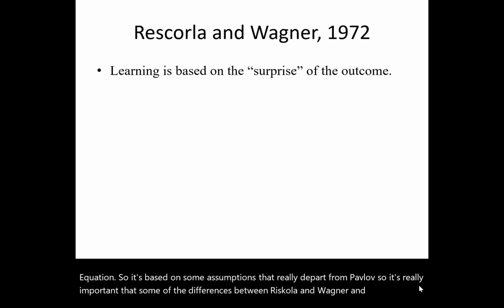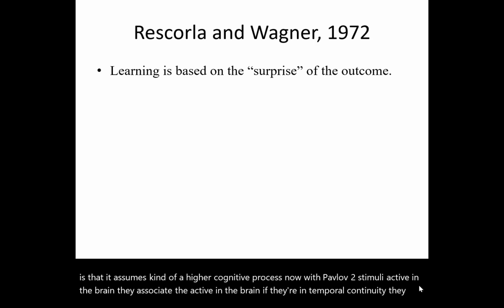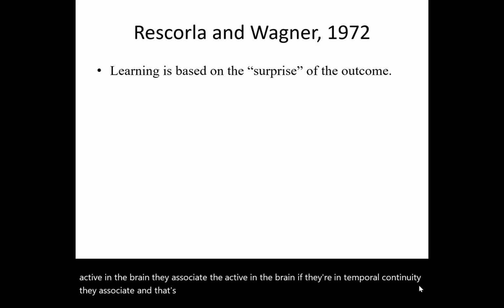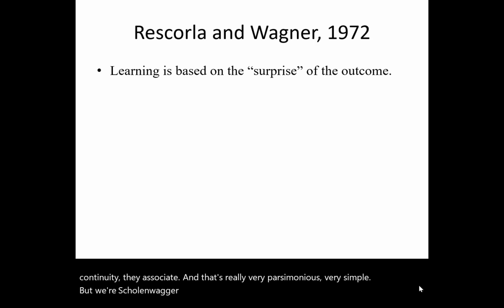The first is that it assumes kind of a higher cognitive process. Now with Pavlov, two stimuli active in the brain, if they're in temporal contiguity, they associate. And that's really very parsimonious, very simple. But Rescorla and Wagner says, no, there has to be some surprise in what happens. It's based on surprise. Let me give you an example.